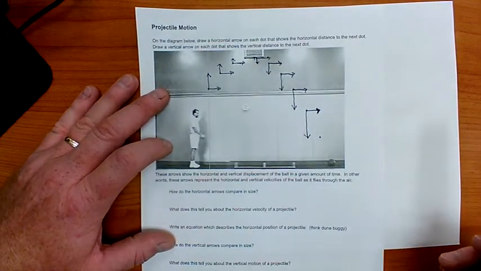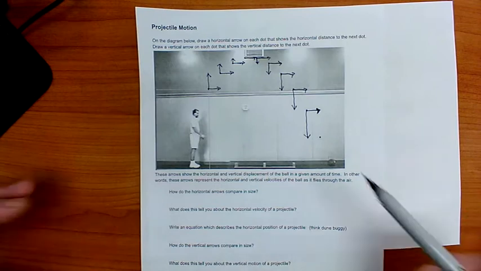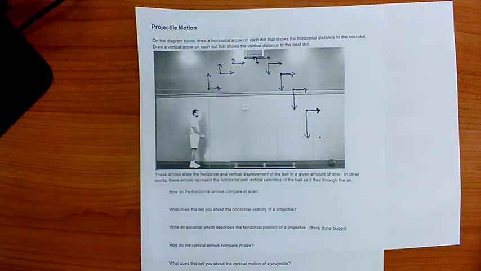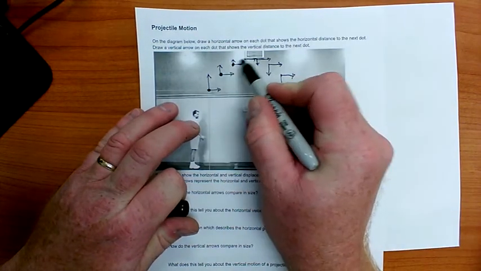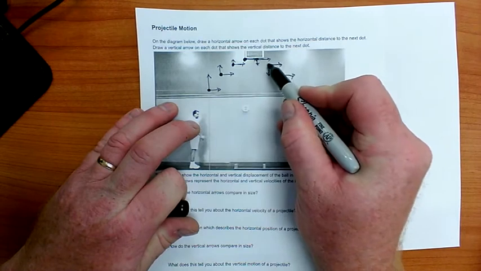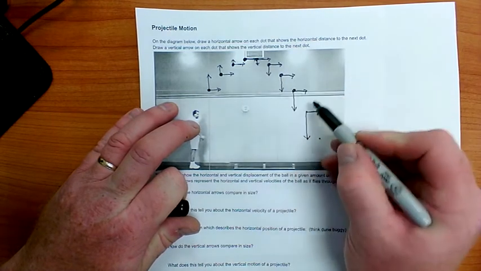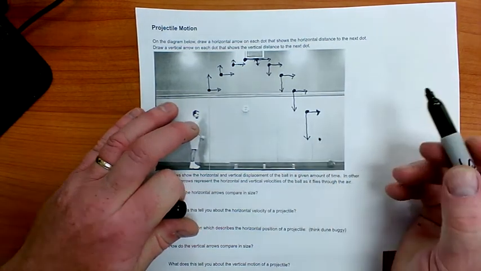So take just a minute and look at the arrows. Notice I've separated the horizontal and vertical arrows. So what we have basically is a motion map, right? In the motion map, dots show position, arrows represent velocity. But because it's moving both horizontally and vertically, I've separated out the horizontal and vertical arrows to indicate the horizontal and vertical velocity separately.